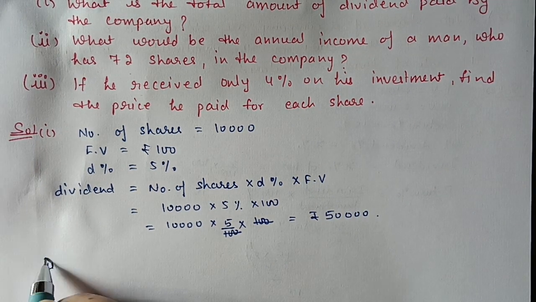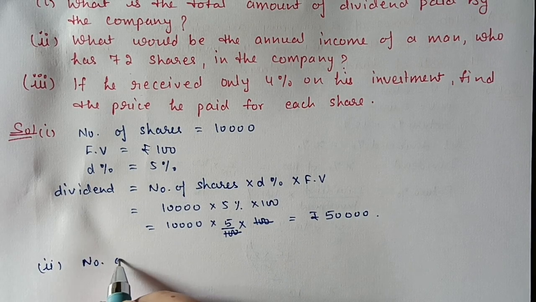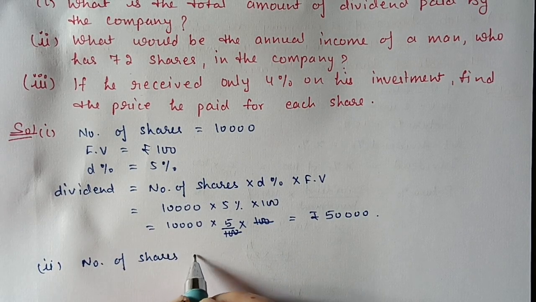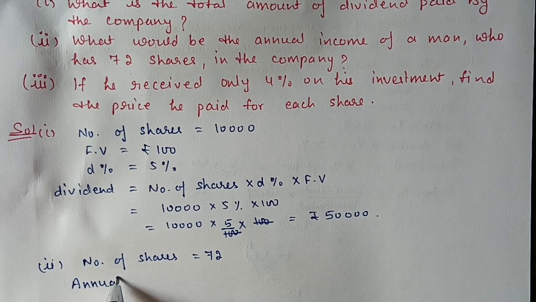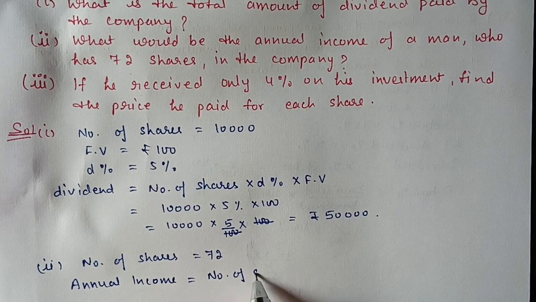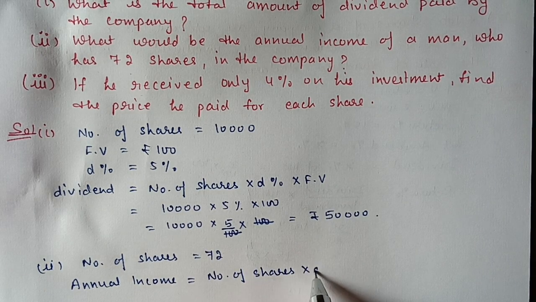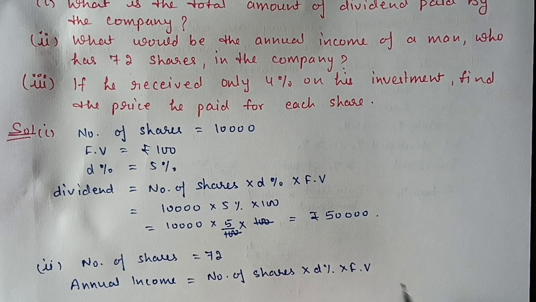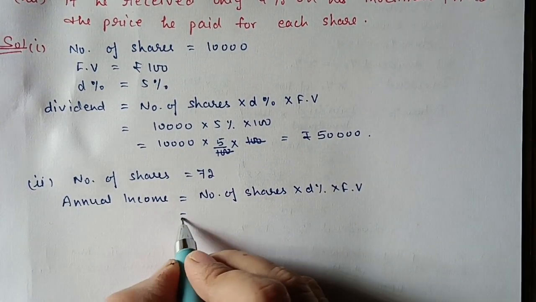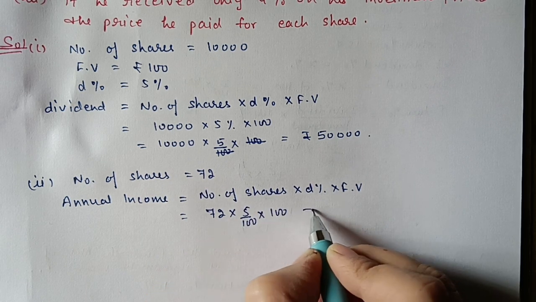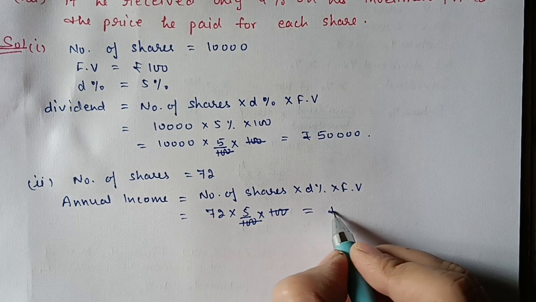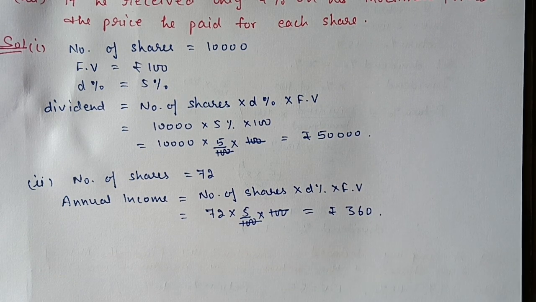For the second part, a man is having 72 shares, so the number of shares is now 72. We have to find his annual income. Annual income means dividend only. Number of shares into dividend percentage into face value. Again, we'll substitute values here: 72 into 5% into 100. So 100 will cancel out and we will get 360 rupees as annual income.